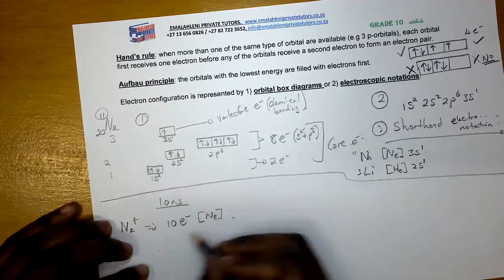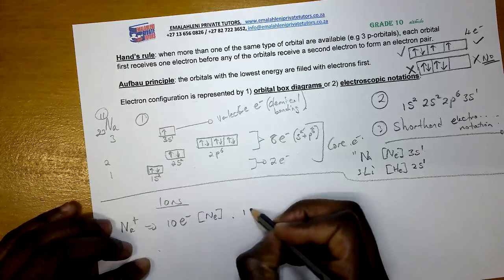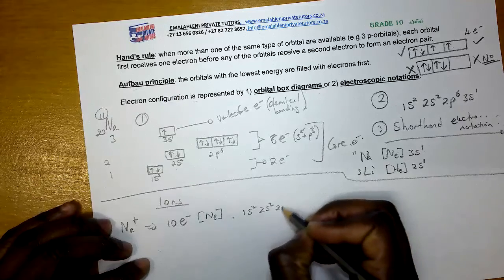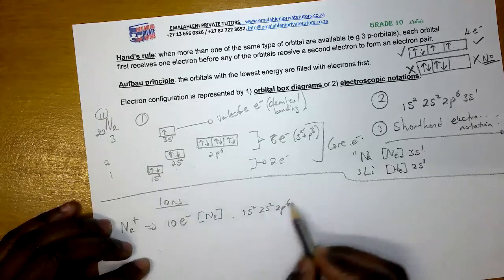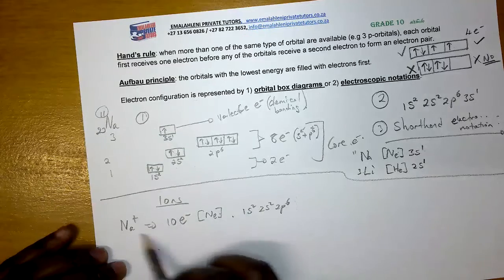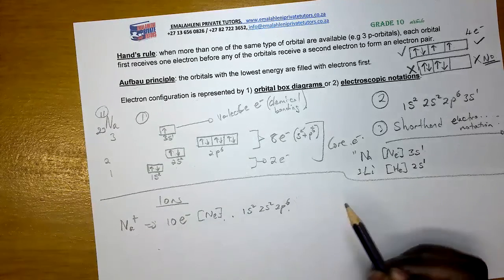So if you are to put the configuration, it's going to be 1s2, 2s2, and 2p6. It means that we have 8 electrons in the outer shell in this case. This is the ion for sodium.